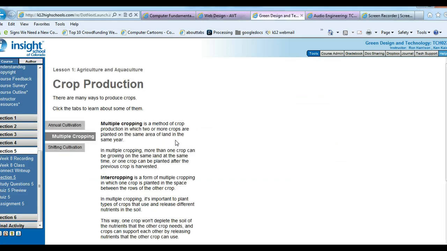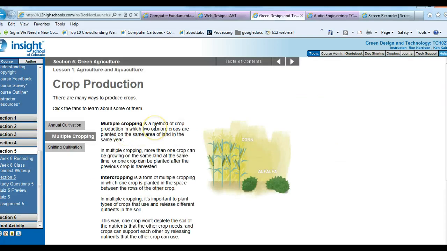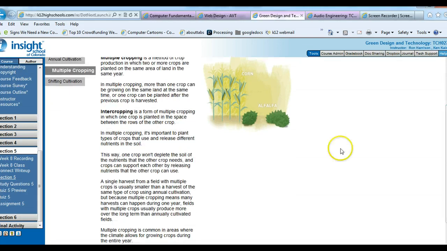Multiple cropping, that's where you put different crops together. So you could grow one crop on the same land at the same time, or it could be grown at different times, like alfalfa and corn. They can kind of grow in the same time. So you have multiple cropping and intercropping.